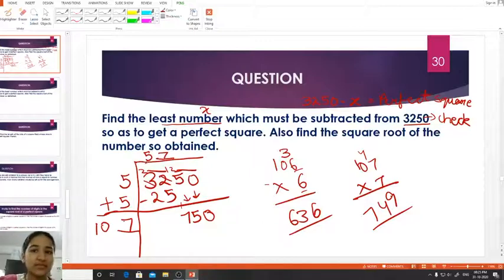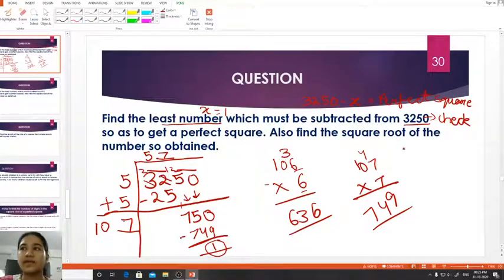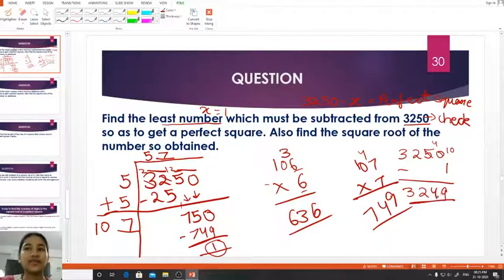We have to neglect this number for the second step. 750 minus 749 is equal to 1. That means, what does it mean? It means that 1 is the least number which must be subtracted from 3050 so as to get a perfect square. That means if we subtract 3050 minus 1, we are going to get a number, and that number is going to be a perfect square. Let's check it. It's going to be 3249. It's a perfect square. But of which number? Are we aware of it? No.